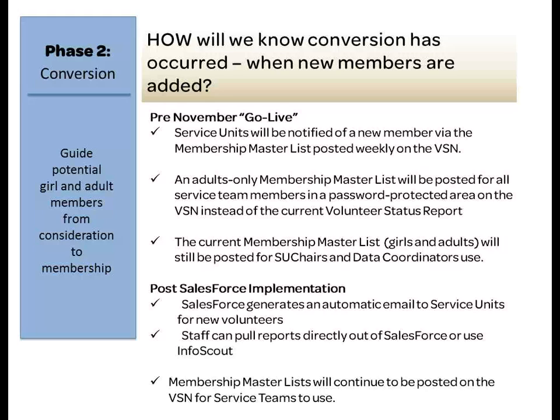After Salesforce implementation, Salesforce generates an automatic email to service units when there's a new volunteer in their service unit. So that's great news. It's automatic. As soon as someone comes into their service unit, the designated contact gets an email. Staff can pull reports directly out of Salesforce or use InfoScout to also get this information. And then we'll continue to use the membership master list, just to make sure that no one is falling through the cracks. So there is a way to ensure that everyone is aware when new people are joining their service unit.